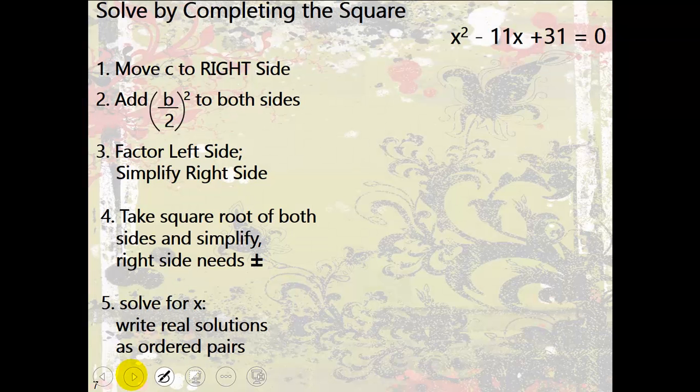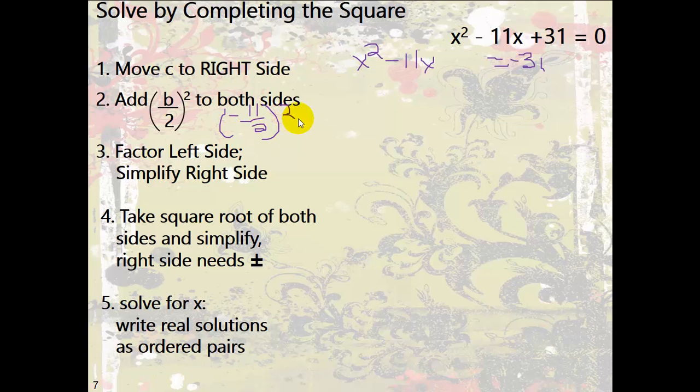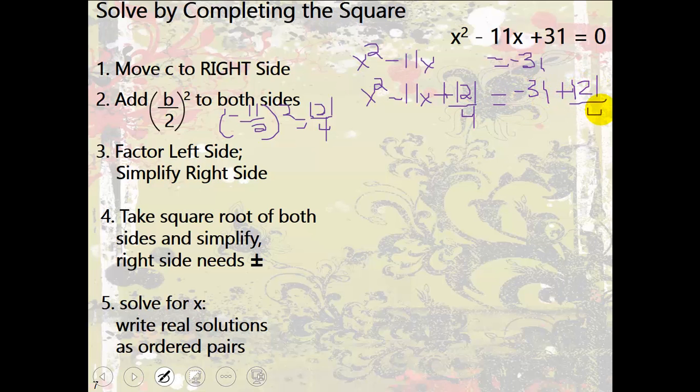We're going to try one more. We're going to move that 31 to the right. So I get x squared minus 11x is equal to negative 31. I'm going to take half of b, which is negative 11 divided by 2, and I'm going to square it, and I'm going to add it to both sides. So that's 121 over 4. So I'm going to go x squared minus 11x plus 121 over 4 equals negative 31 plus 121 over 4.